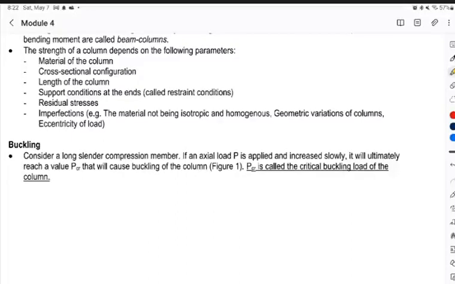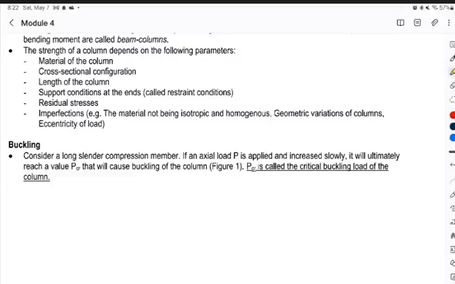And then, of course, residual stresses and imperfection, because the material, okay, is not isotropic and homogeneous. So, we have geometric variations for the columns and eccentricities of loading. Those are imperfections, okay, and they affect the strength of our column.